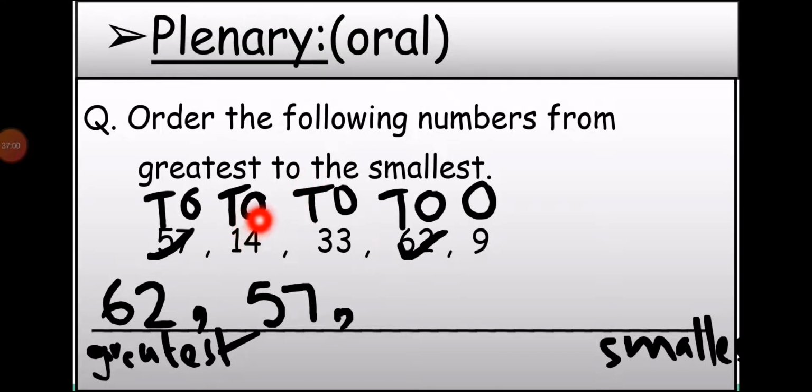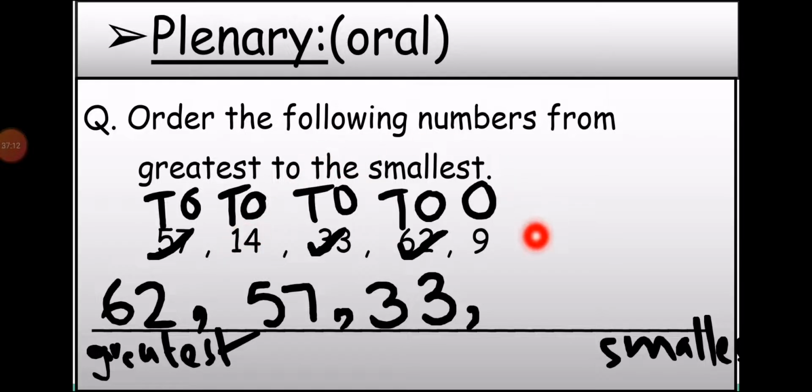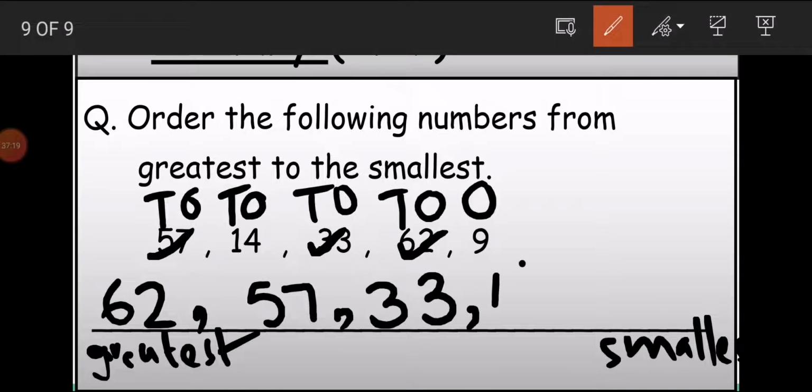Next, we have 14, 33 and 9. Now compare them. Which has the most tens? 1 ten, 3 tens, 0 tens. So I'm going to write 33. Now we have done 33. Now we have two numbers left, 14 and 9. How many tens? 1 ten here, no tens. It means 14 is greater than 9. So in the last, we will write 9.